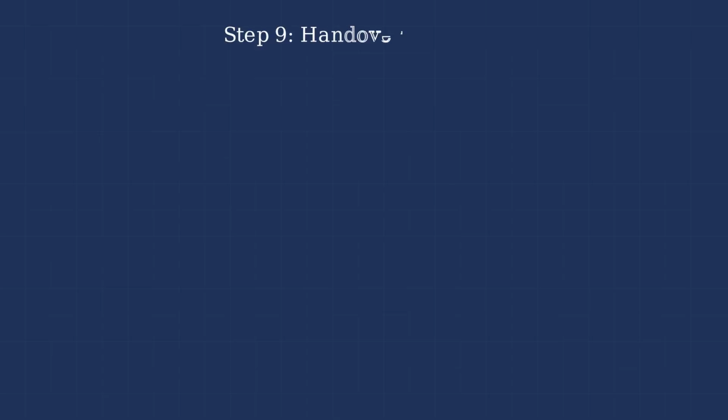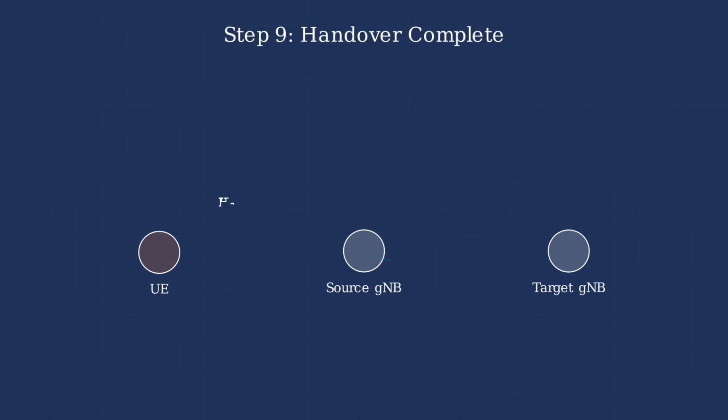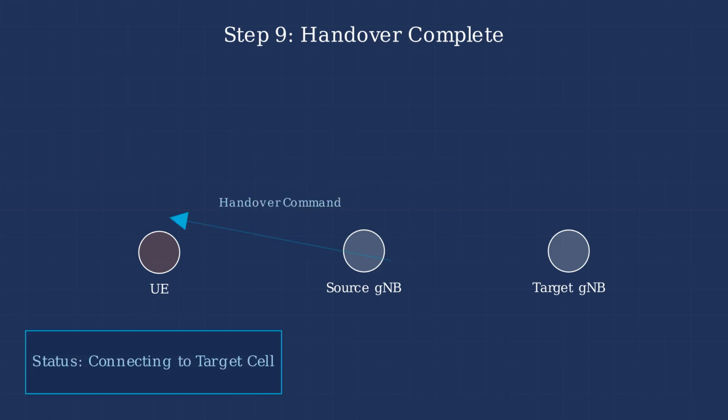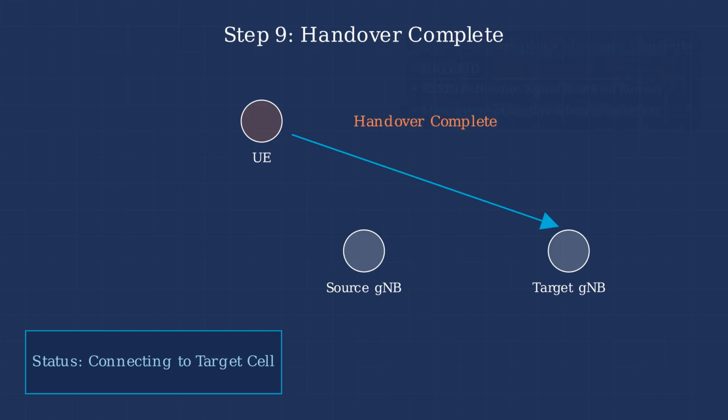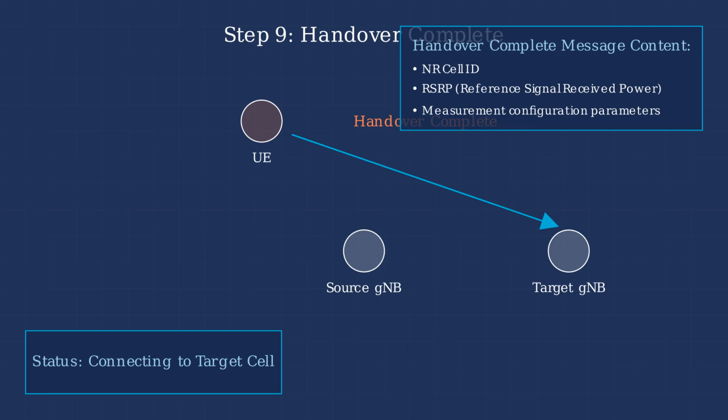In Step 9 of the XN-based handover procedure, the UE completes the handover process by sending a handover complete message to the target GNB. After successfully synchronizing with the target cell, the UE moves from the source GNB's coverage area fully into the target GNB's coverage area. The UE sends a handover complete message to confirm that it has successfully completed the handover procedure. This message includes essential information, such as cell ID and signal measurements.